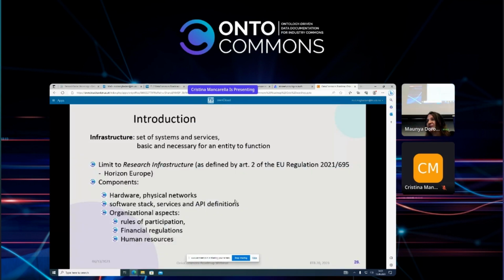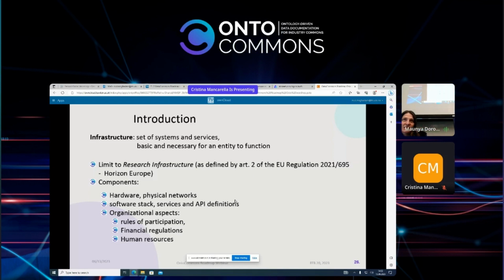Okay, thank you. So, as an introduction, what do we understand by infrastructure? We've heard these words today quite a lot. Generally, infrastructure is a set of systems and services which is absolutely necessary and basic for something to function, like the public transportation in this city. You need the roads, you need the railroads.